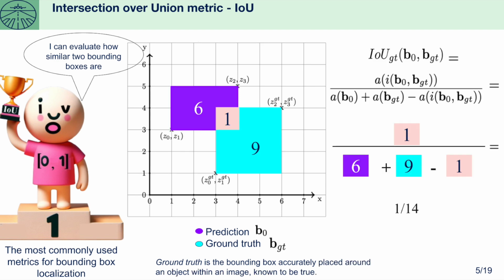The calculation of the IoU is the following. It involves computing the area of the intersection between the predicted bounding box and the ground truth, divided by the area of their union. So for instance, the area of the intersection is 1, the area of the prediction is 6, and the area of the ground truth is 9. Finally, we obtain an IoU value of 1 over 14.